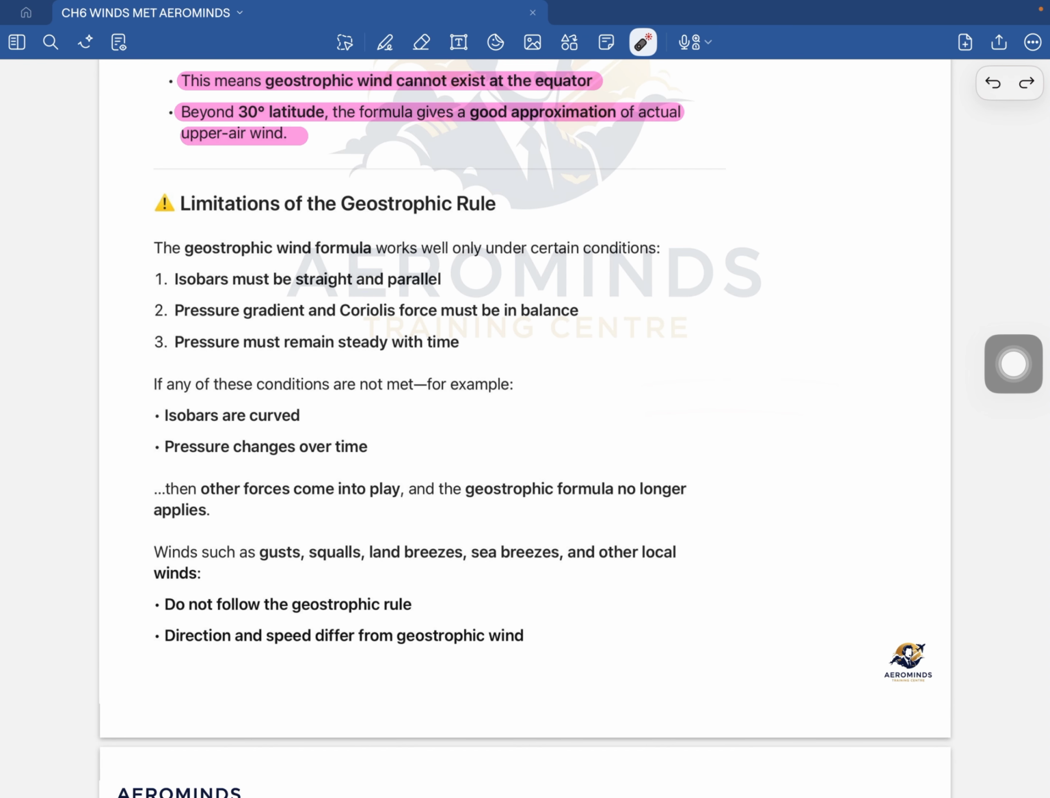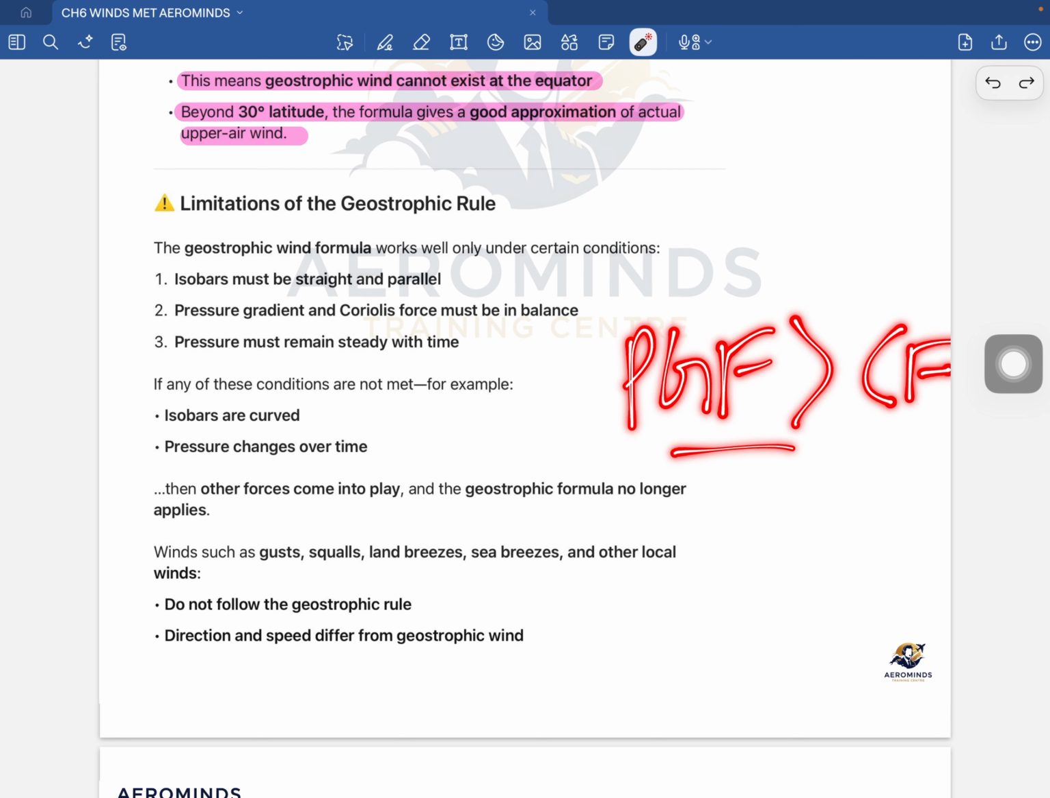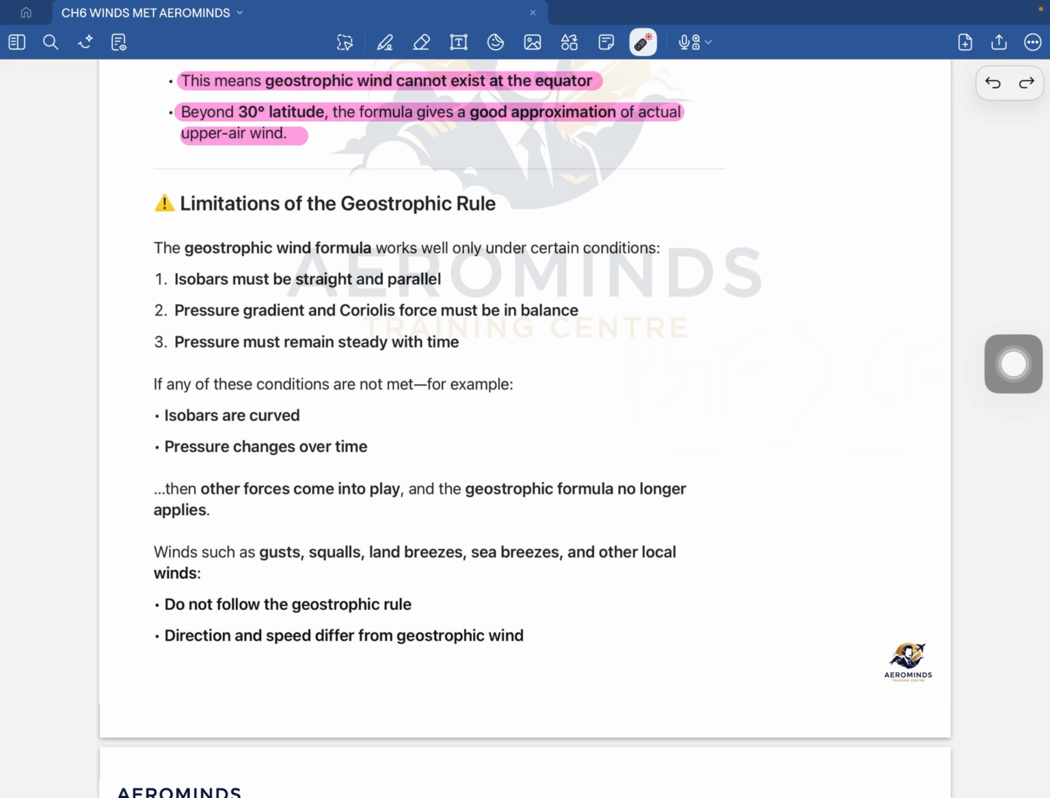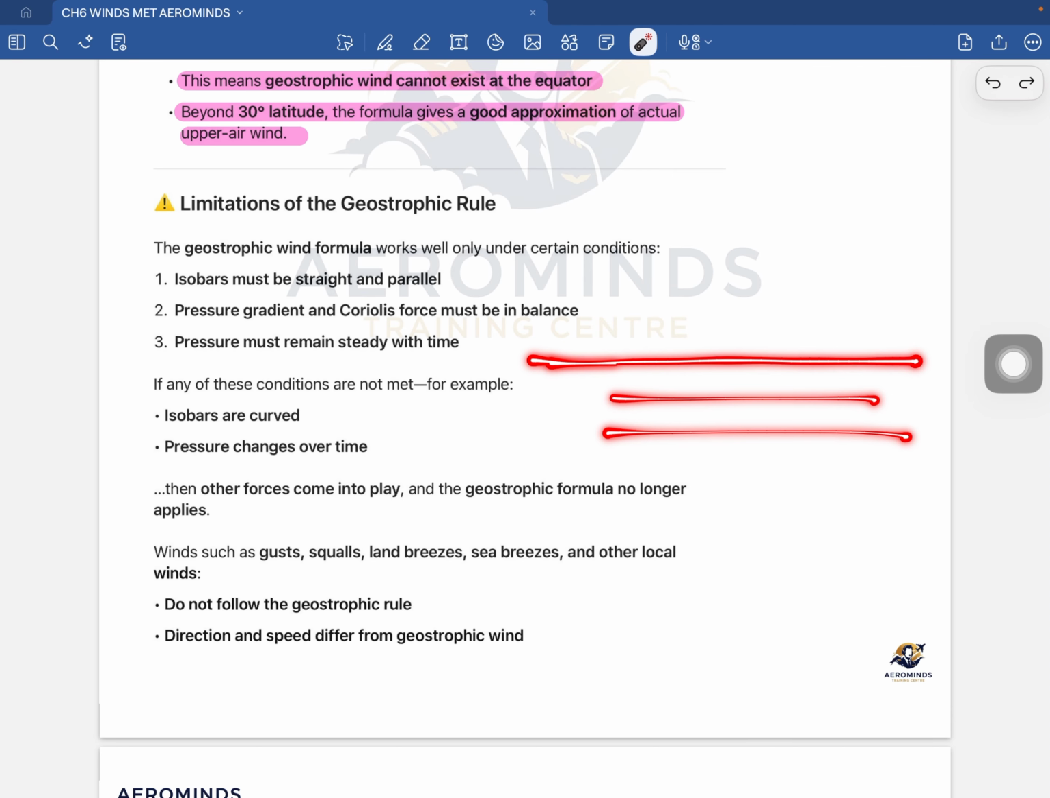So remember this. Then comes the second condition, that is the pressure gradient force and the Coriolis force must be in balance. Okay, if one force is stronger than the other, suppose PGF is more than the Coriolis force, then there will be an imbalance and the wind will either cross the isobar or curve, and the geostrophic rule will fail. So because the wind has to flow parallel to the isobar.